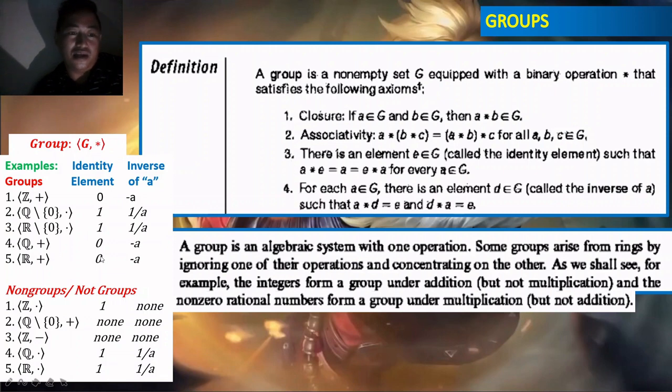So, they're all groups. Okay, now for the non-groups, class, the product: closure property is satisfied, also associativity is satisfied, and then for the identity element, we have 1, right?